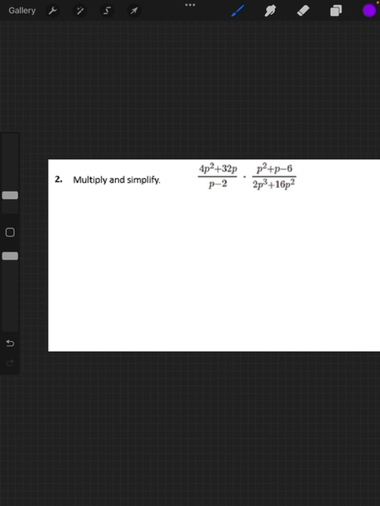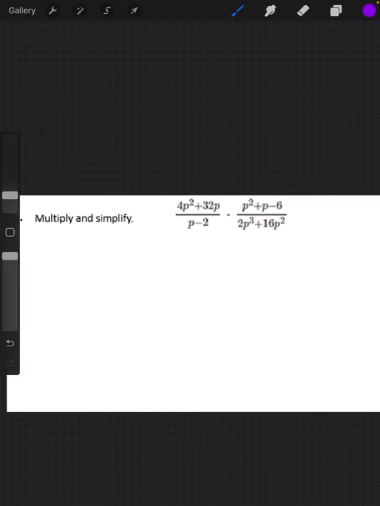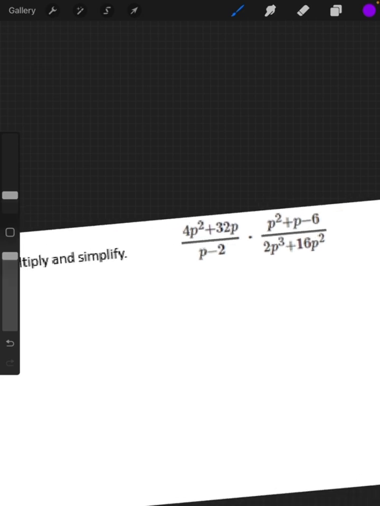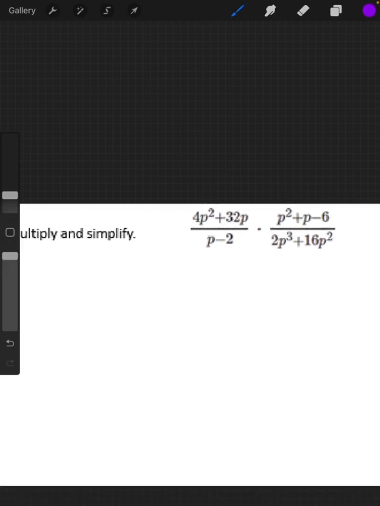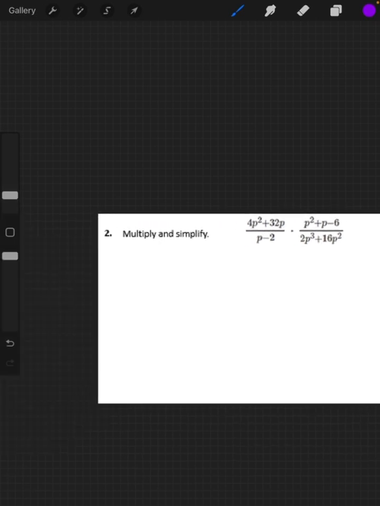Multiply and simplify. So first, we're gonna make this easier and factor the different parts of the fraction, just so that it's easier to multiply. So first let's factor this so we can take out 4p. So I'll just rewrite it over here. We could take out 4p, which will leave us p plus 8. Over, you can't factor p minus 2, so we'll just leave that.